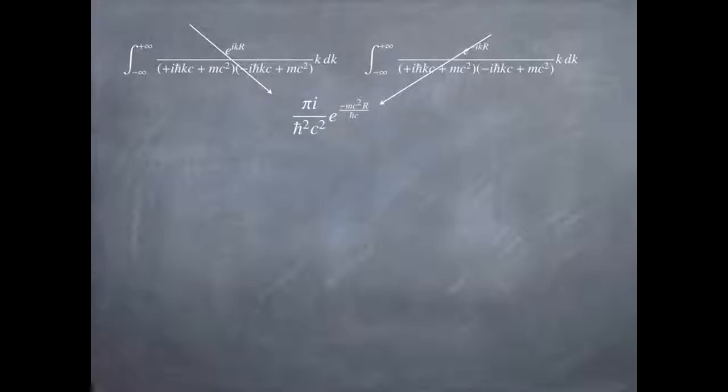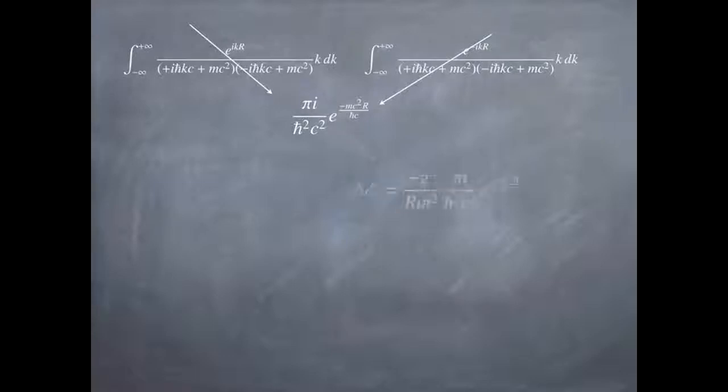To find the residue, we simply plug in: we get rid of the pole part and we plug in the value of k in the rest of the expression. So downstairs we're going to get 2mc squared. Upstairs we're going to get imc squared over h bar c for k. And if you put that in, you get a real exponential, e to the minus mc squared r over h bar c, times some junk out in front. You get the same result for both of these integrals.